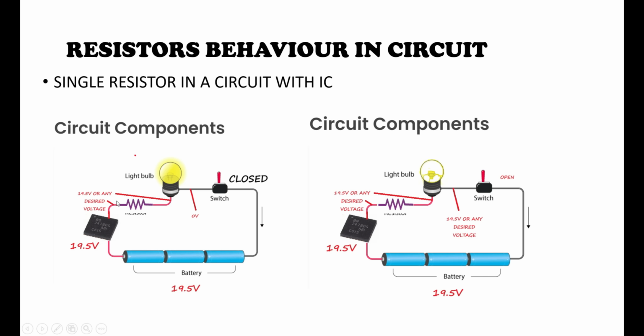After this IC, to the source of the resistor, the voltage may vary from 0 to 19.5, because the active component has the capability to control the voltage and power. Okay, it may control the voltage and power. So that is the reason I am saying it may be 0, or it may be 19.5, or lesser than that, or more than that also.